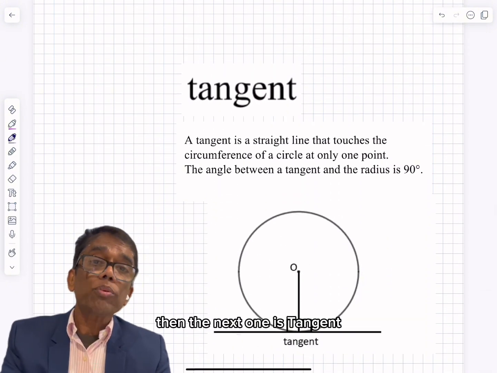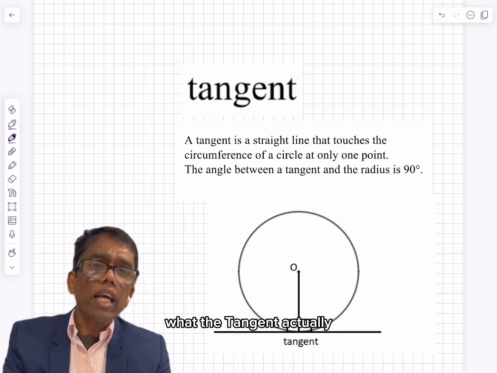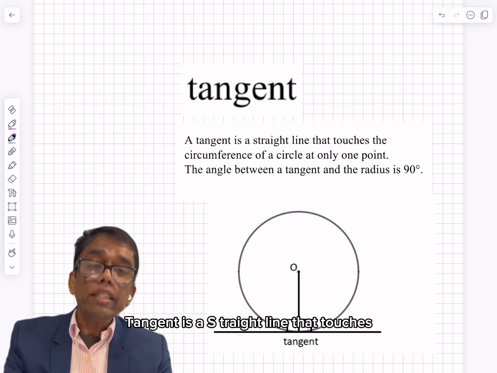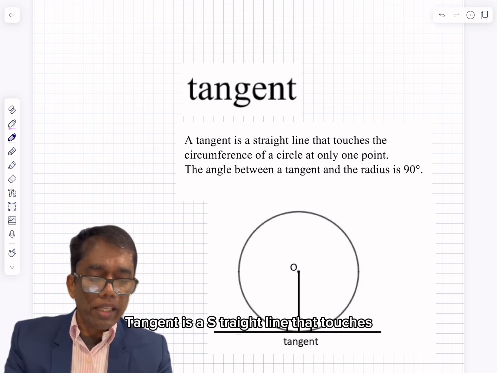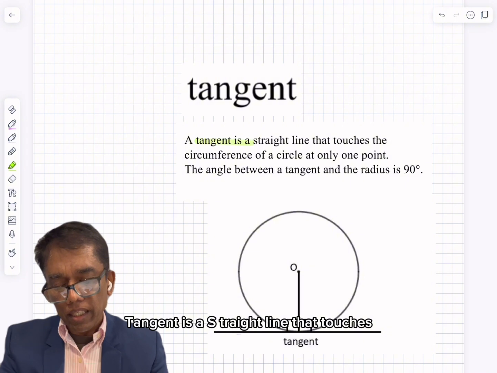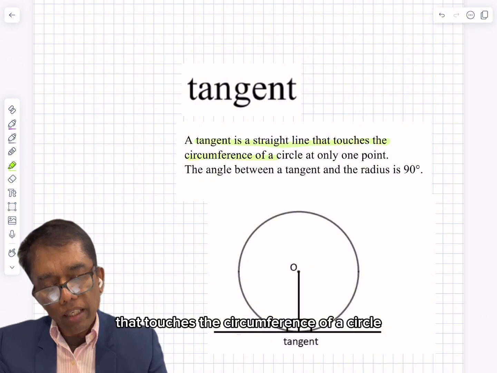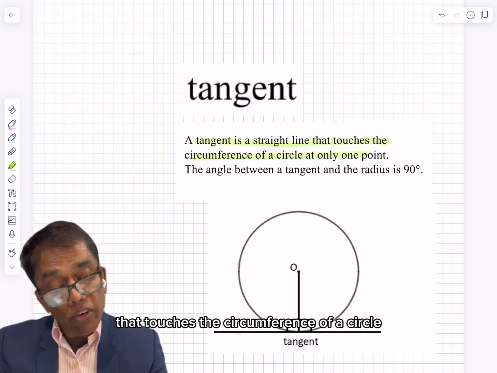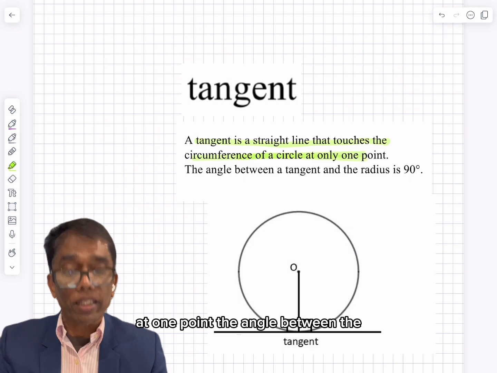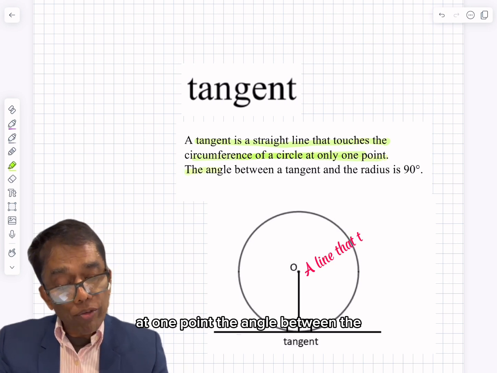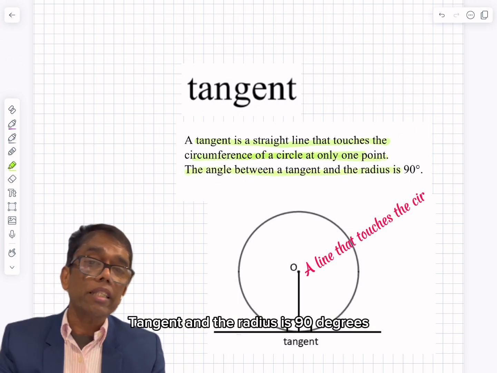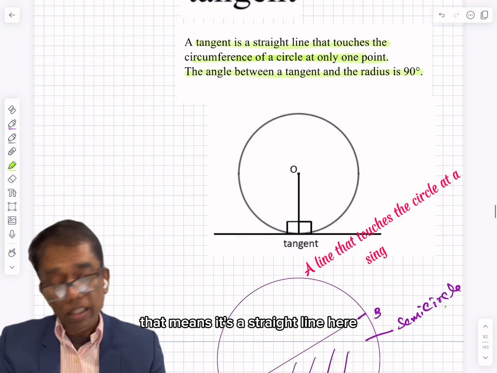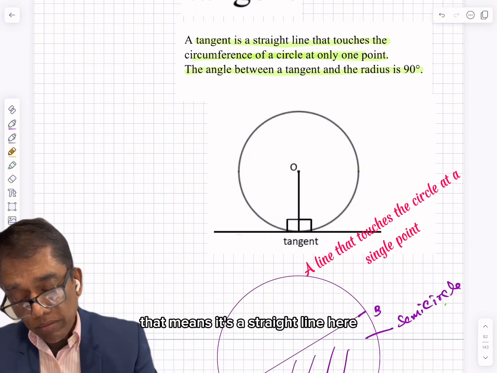Then the next one is the tangent. What is the tangent? Actually, a tangent is a straight line that touches the circumference of a circle at one point. The angle between the tangent and the radius is 90 degrees. That means it's a straight line.